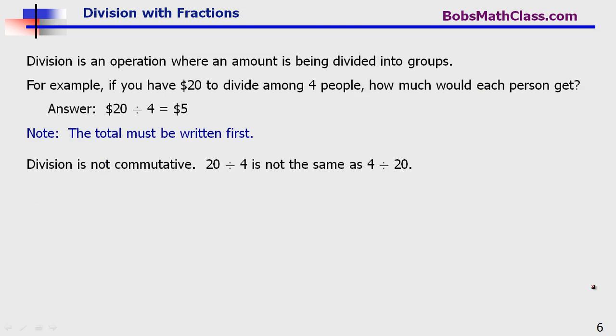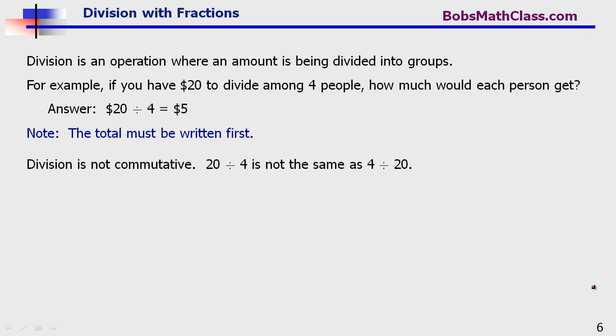Well, we're going to start talking a little bit about word problems here. Now let's think about division. Division is an operation where an amount is being divided into groups. For example, if you have $20 to divide among 4 people, how much would each person get? Well, they would get $5, right? So we're taking that $20 and we're dividing it by 4.